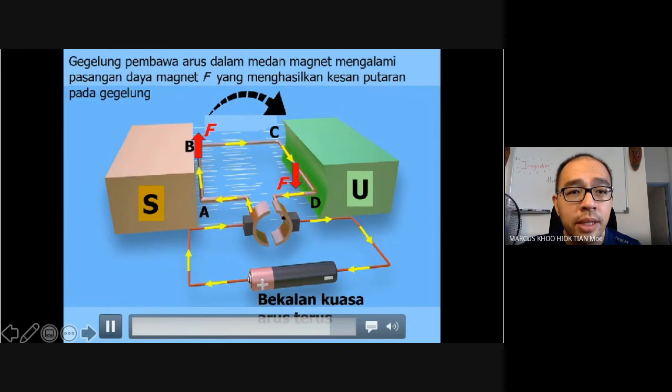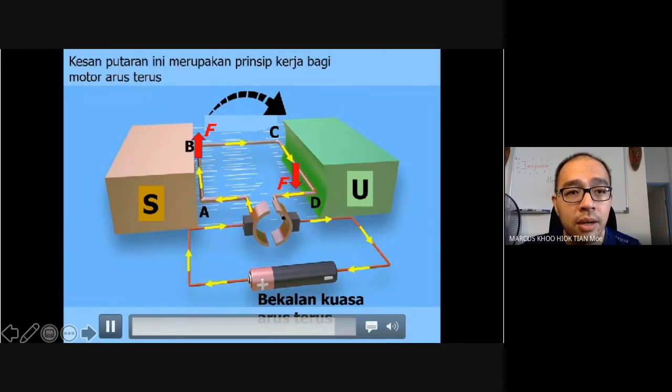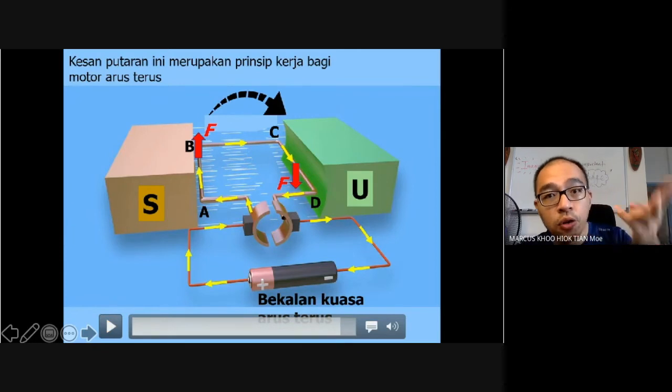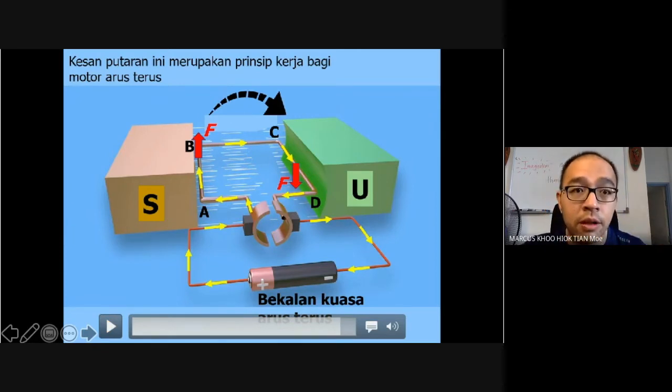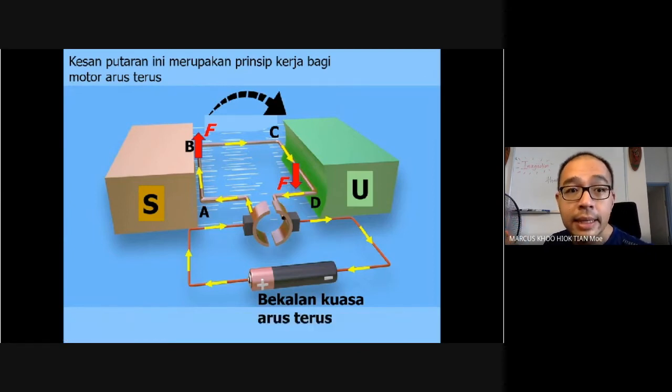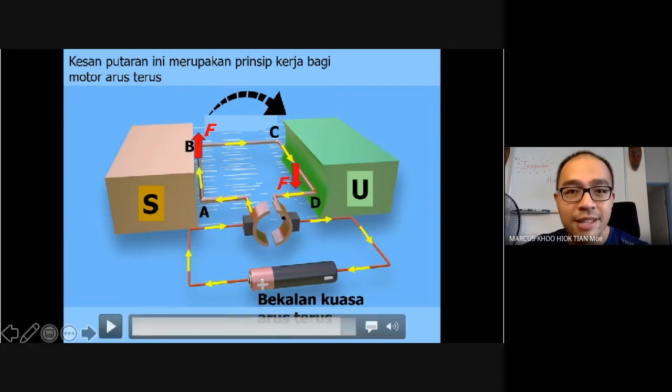Kegelung pembawa arus dalam medan magnetik mengalami kesan putaran ini. So this rotation effect is actually the working principle for what we call the direct current motor, or the fan. A very good example of a direct current motor is a fan. Why does the fan keep spinning? Because there is a coil somewhere inside there that is making the fan spin.